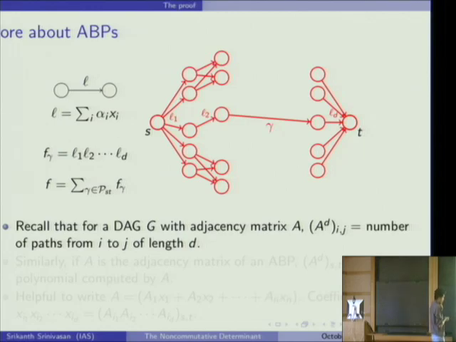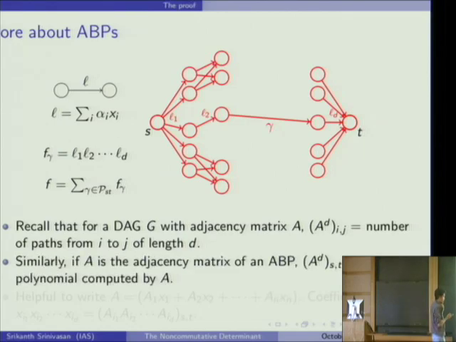So let me look at what I call the adjacency matrix of an algebraic branching program. What's an adjacency matrix of an ABP? Here I think of this as a weighted directed acyclic graph. Between any pair of vertices i and j, if there is no edge, I put in 0. If there is an edge, I put in the linear form that labels that edge. So that's the adjacency matrix of this ABP.